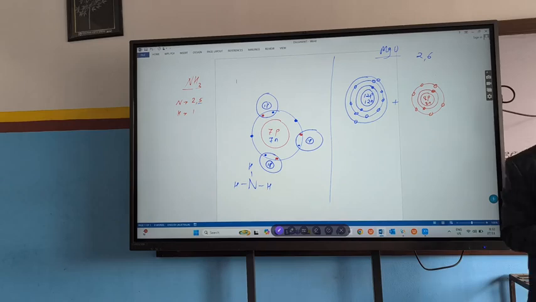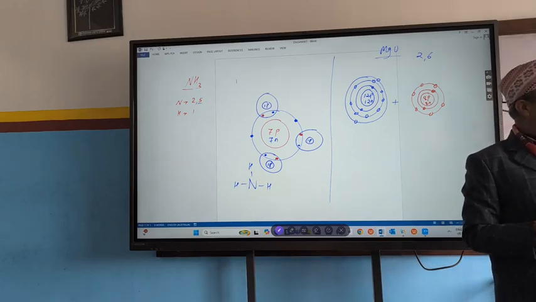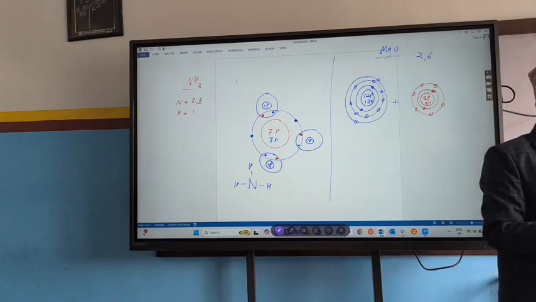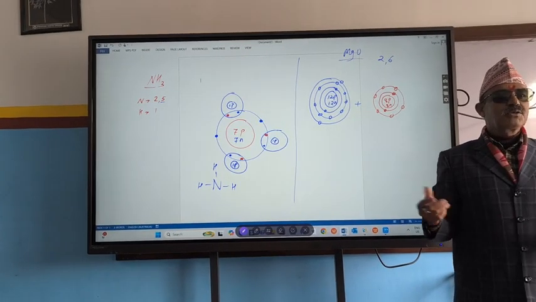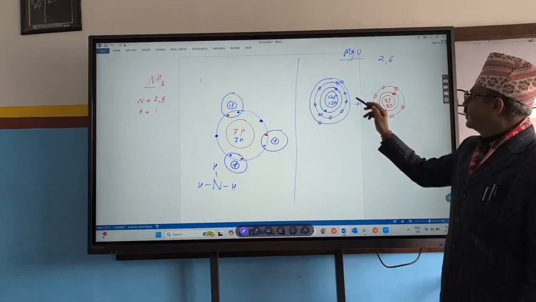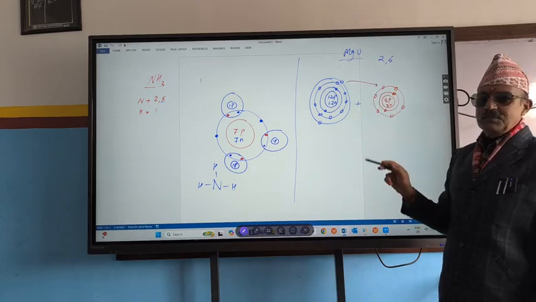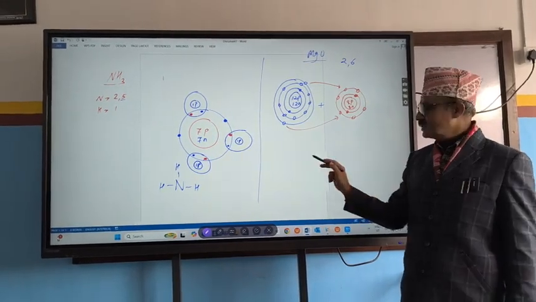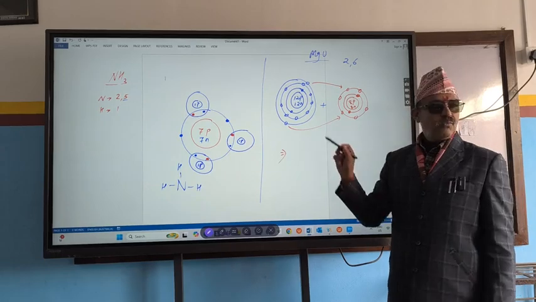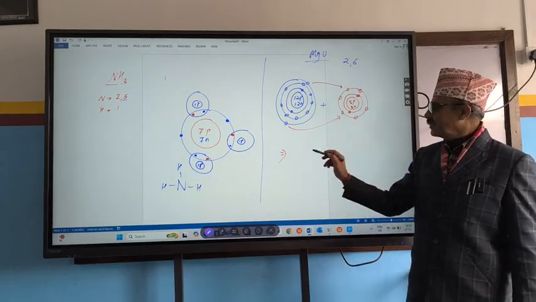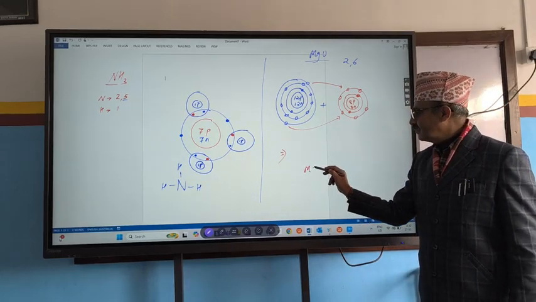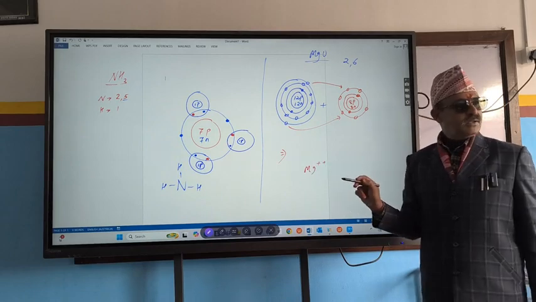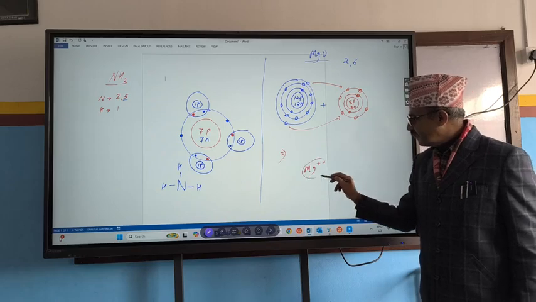2. That's why oxygen says, magnesium, give me the 2 electrons. Yes or no? And magnesium also becomes happy. Then what will happen? This 1 electron is donated, and this one is also donated. Right? Now what will happen? This Mg becomes positively charged.